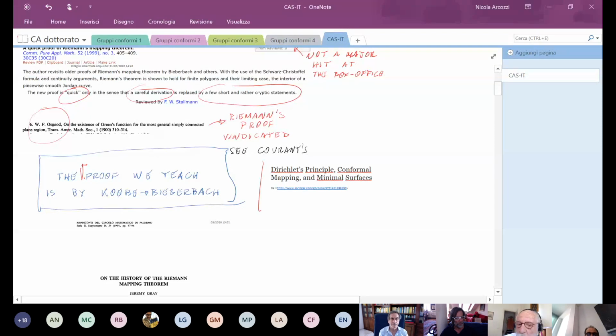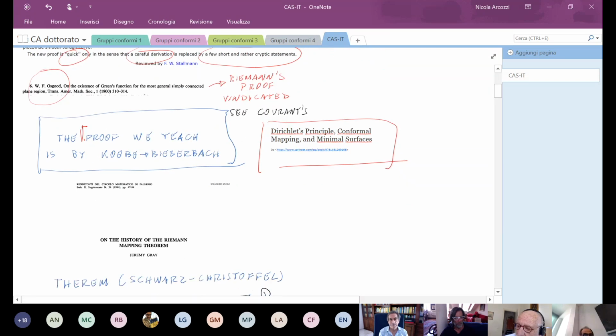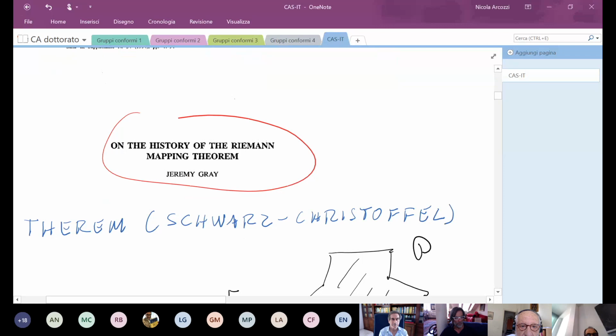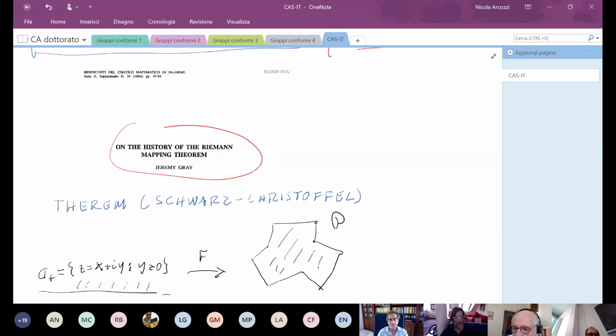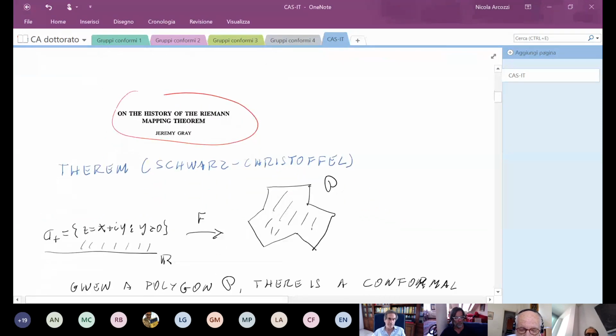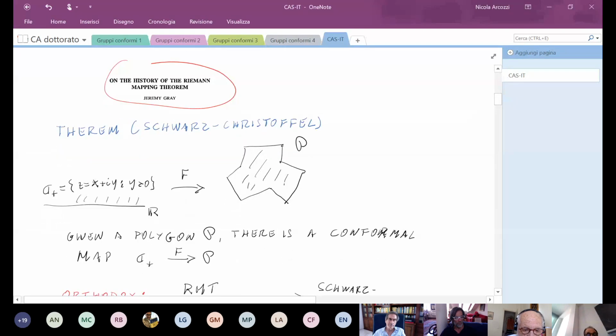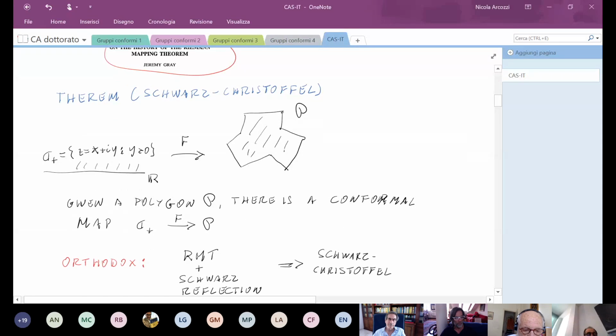There is the book by Courant, the Dirichlet principle, conformal mappings and minimal surfaces. It's full of beautiful information, and the first 30 pages are Osgood's proof. And here is a suggestion of reading. Jeremy Gray, historian of mathematics, I think he's from Australia, wrote a nice article on the history of the Riemann mapping theorem. I think he also wrote a history of complex analysis, which I haven't read, with Bottazzini from Milano.